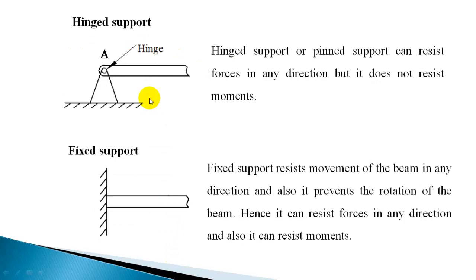Let us look at a hinge support. This is a hinge joint, and here it's fixed. So this is the joint, and it resists forces in any direction. Unlike a roller support, it can resist forces in any direction. If it is pushed in this direction, the hinge will exert an opposite force. If it's pushed downward, it will exert an upward force. If the force transmitted is inclined, it will resist in the opposite direction. So it can resist forces in any direction, but it cannot prevent the rotation.